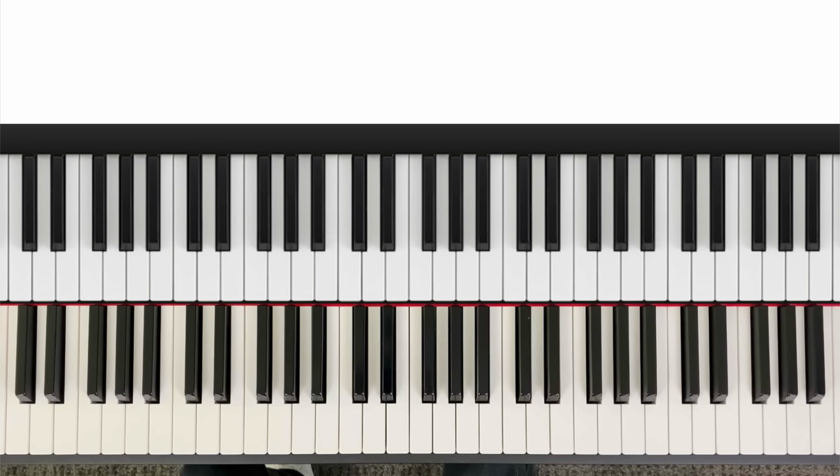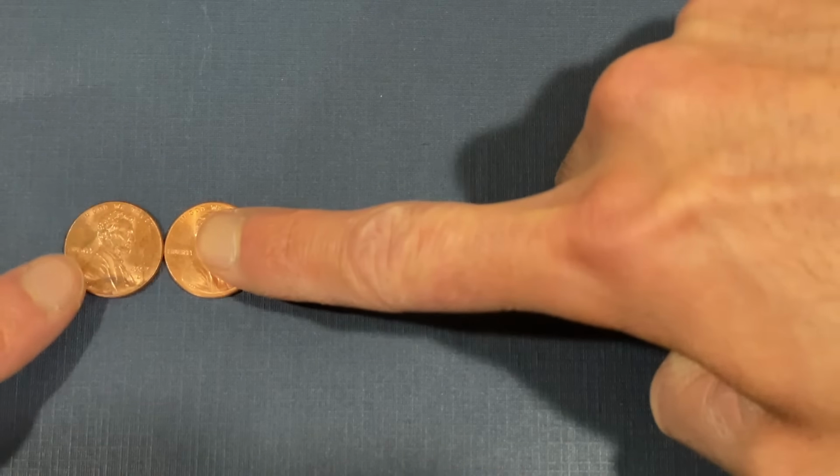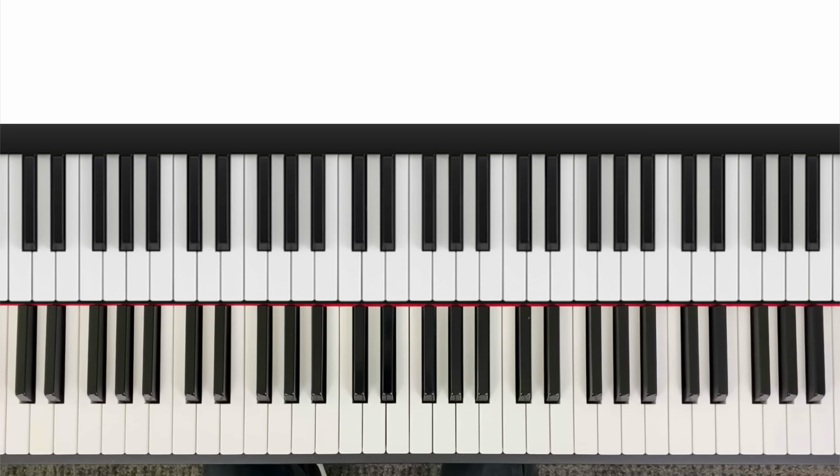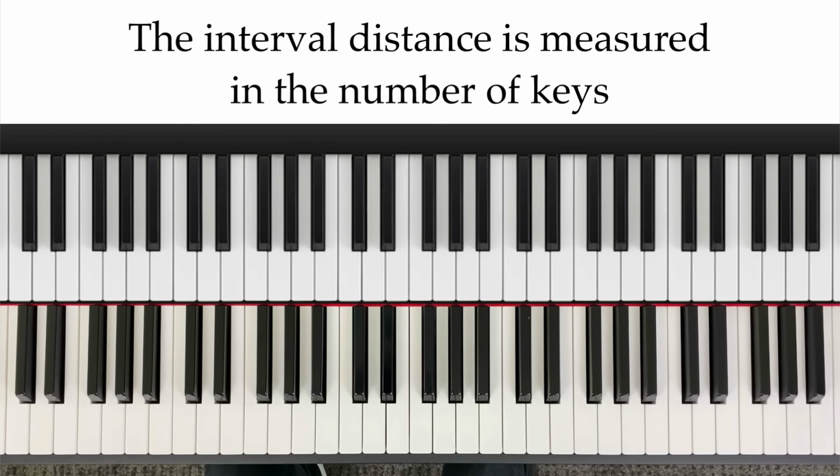The next concept we want to learn are called intervals. Intervals are 2 notes or the distance between 2 notes. If I have 2 pennies here, I can have a narrow distance or a very wide distance. Same on the keyboard, I can have an interval with a very narrow distance or a very wide distance. The interval distance is measured in the number of keys.